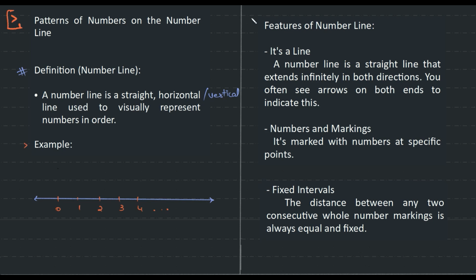So let's look at some of the features of a number line. It has a line basically. A number line is a straight line that extends infinitely in both directions. So it will never end at both the ends. So we use arrows at both ends, thus indicating it will never end, right? So this we have studied in the previous chapters, never ending. Then numbers and markings. So we use markings. And of course, a number line will have numbers.